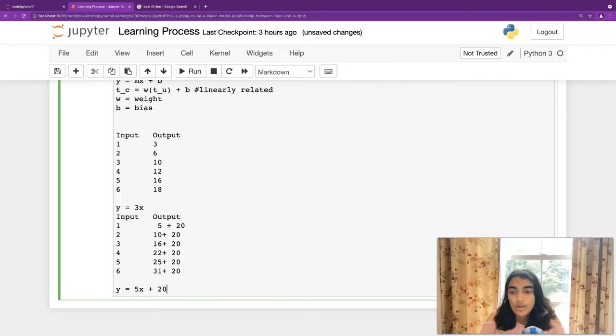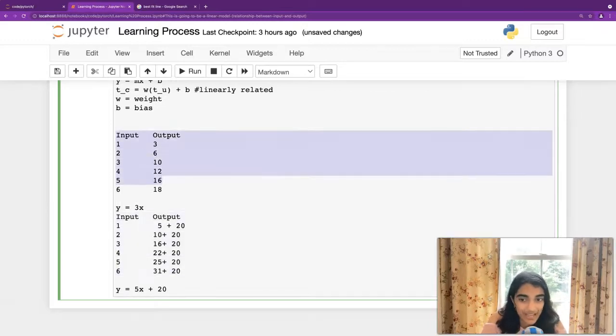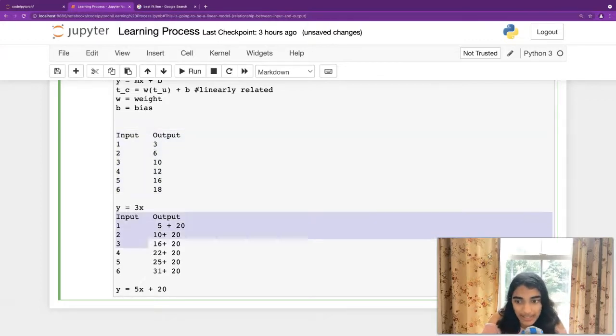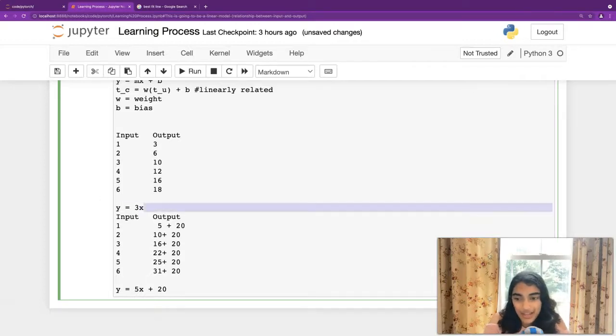Okay, so we have inputs, we have outputs, we have inputs, and we have outputs. Okay, they're both linearly related, but they have different parameters. Okay, these are completely different lines. This is y is equal to 3x. This is y is equal to 5x plus a bias. Okay, the model doesn't know this relationship at the start.